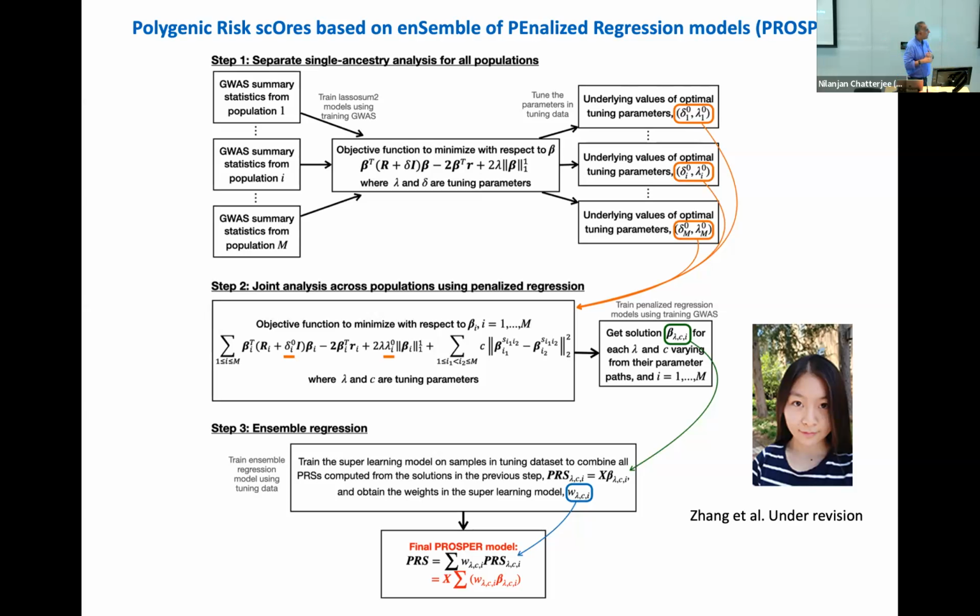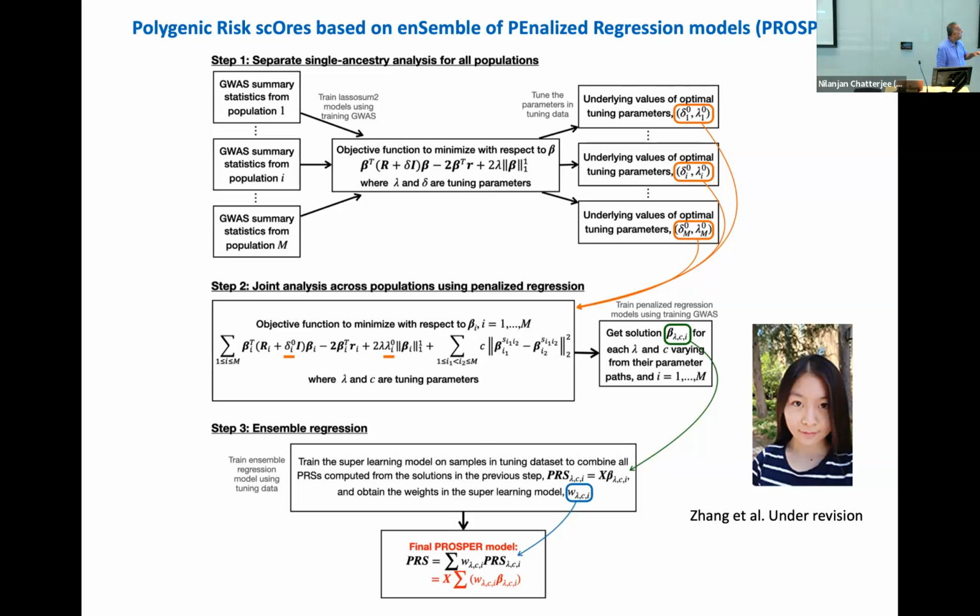Now, if we just want to fit that model, then there are a lot of tuning parameters, because for each population you can have one tuning parameter for the lasso, and for the ridge, for each pair of populations, you can have different tuning parameters. So we had to simplify the problem for computational purposes.